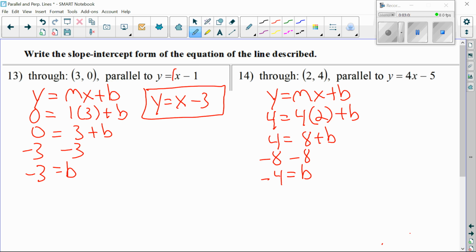And now I have my y-intercept for my parallel line to this. So now I'm going to write my equation. It's going to be y is equal to my slope, which is 4, x, and now my y-intercept, which is minus 4. Okay. So this line here is parallel to this one. Notice how they have the same slope, but a different y-intercept. And that's how you write an equation to a line that's parallel given the point and the parallel line.